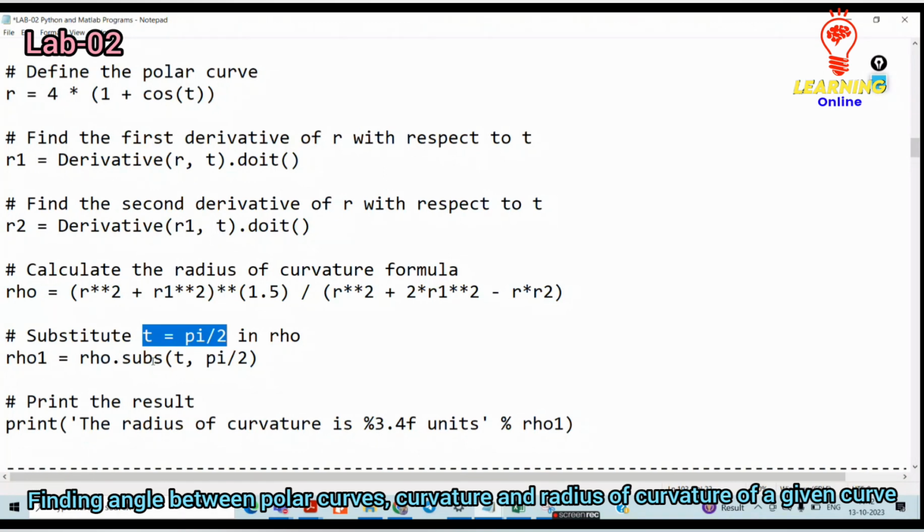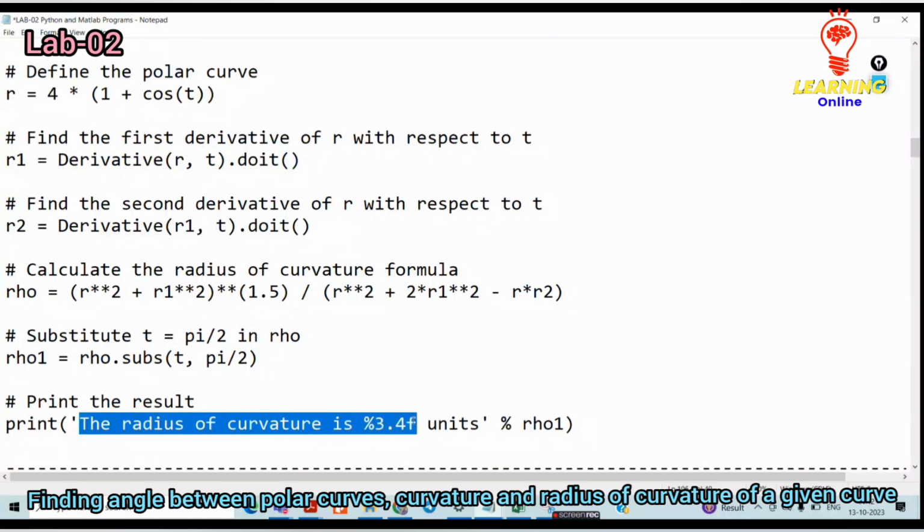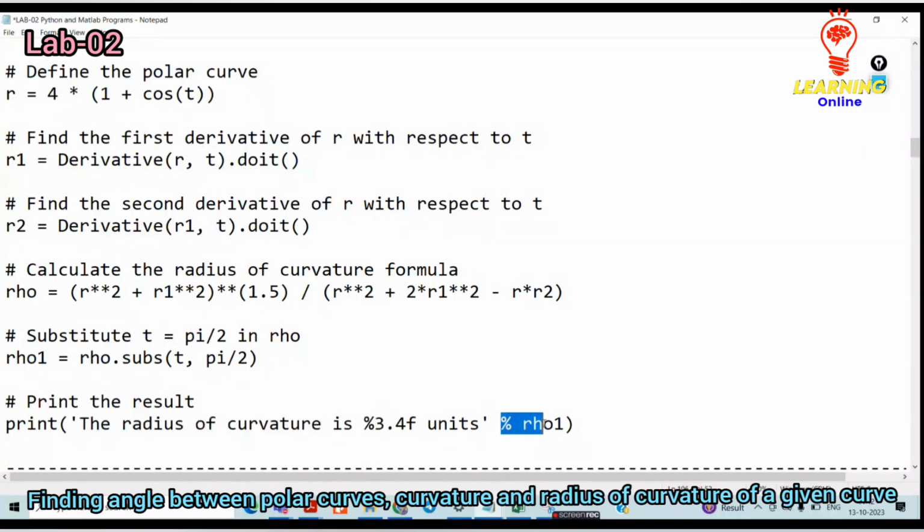Okay, rho dot substitute is the function used to evaluate that particular expression at a particular t value. T value is how much? Pi by 2. So, t comma pi by 2. Later you get the R, that is rho 1. I want this value, which itself is the radius of that particular curvature. This is how you need to make the evaluation.